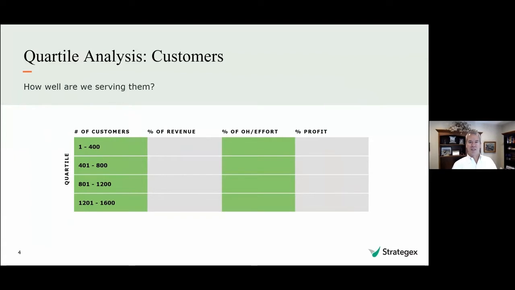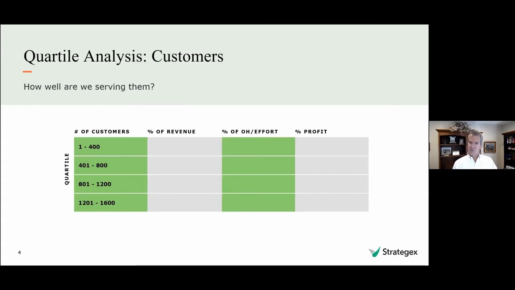Basically, what we do is take the total revenue for 1 year of all the customers. In this example, there are 1,600. We divide the customers. First, we rank them highest to lowest. So customer number 1 is the highest revenue, and customer 1,600 is the lowest. We then put them in groups of 25% buckets or quartiles, and you can see the results here.